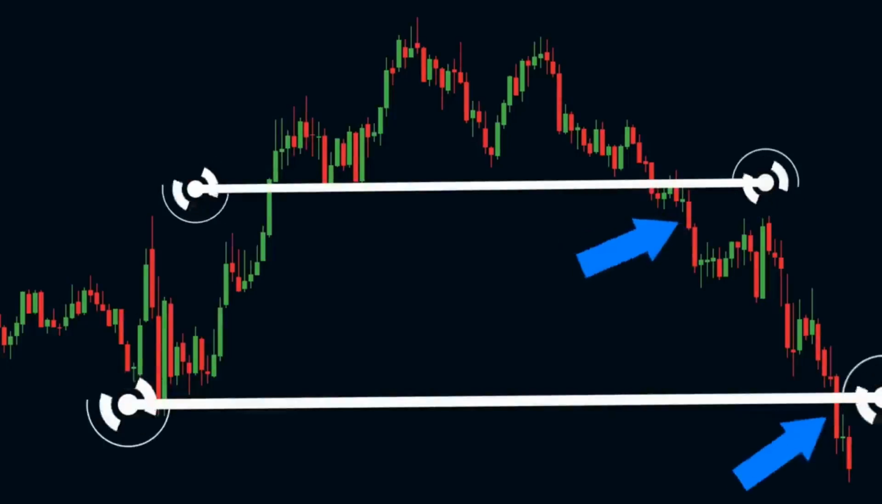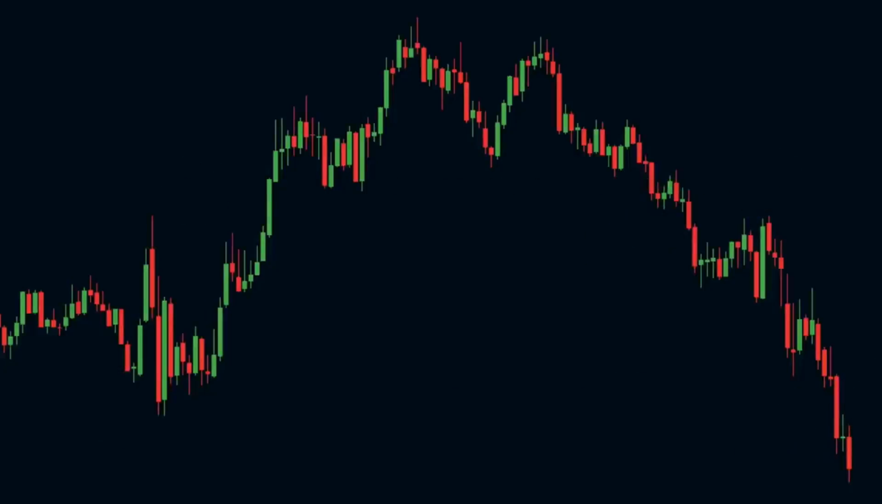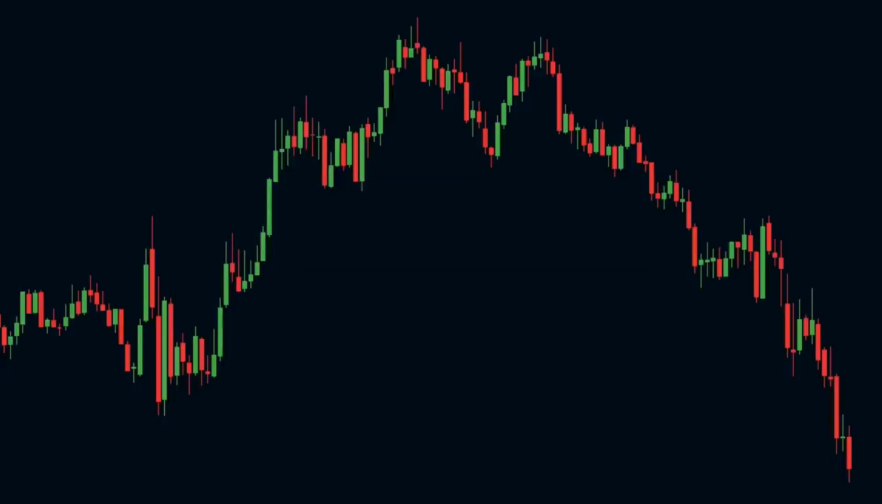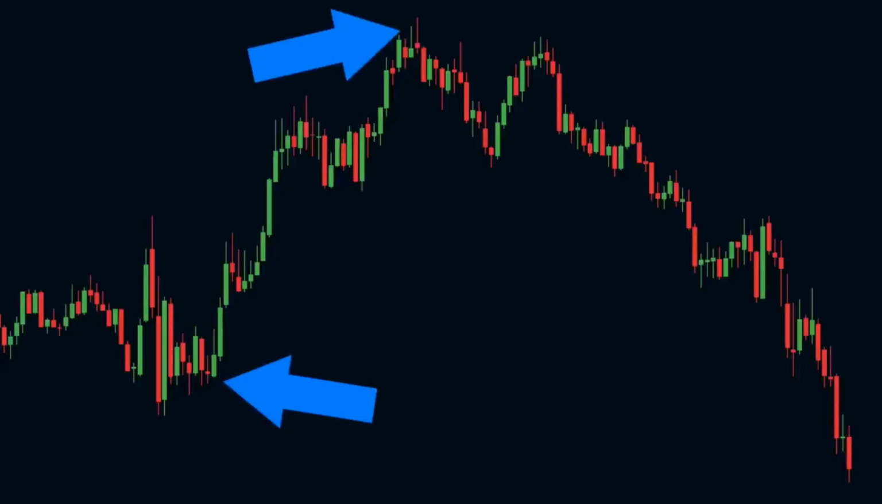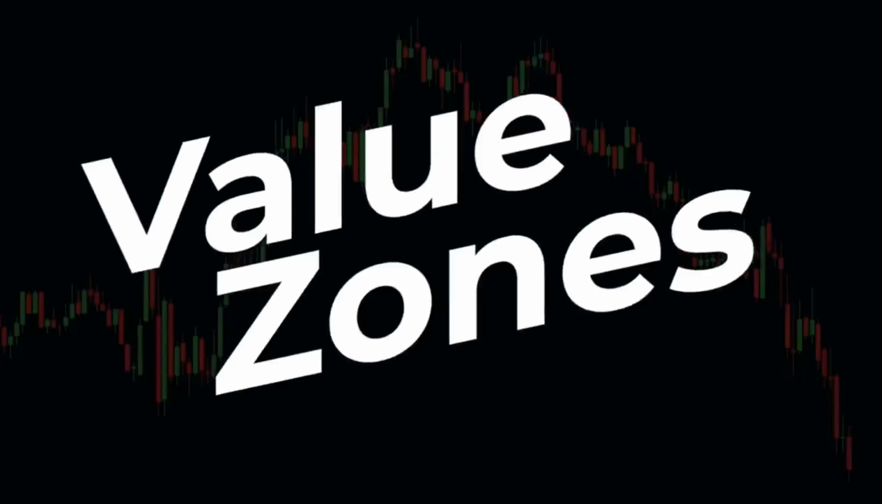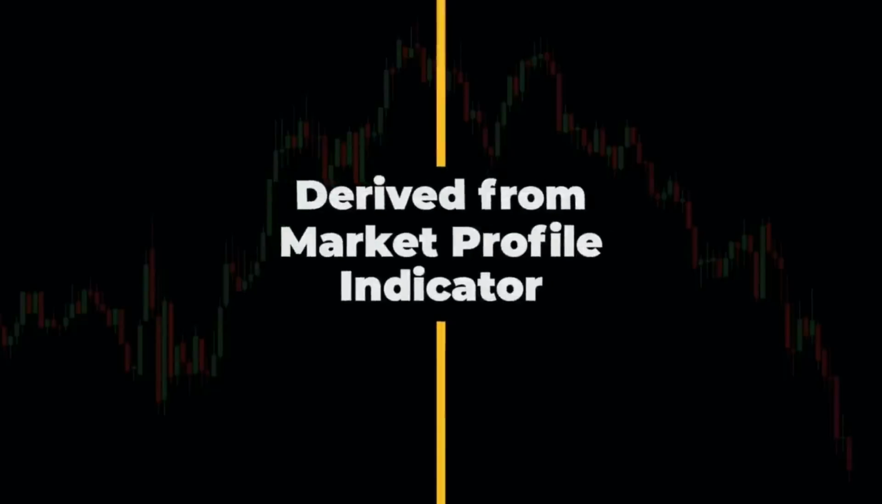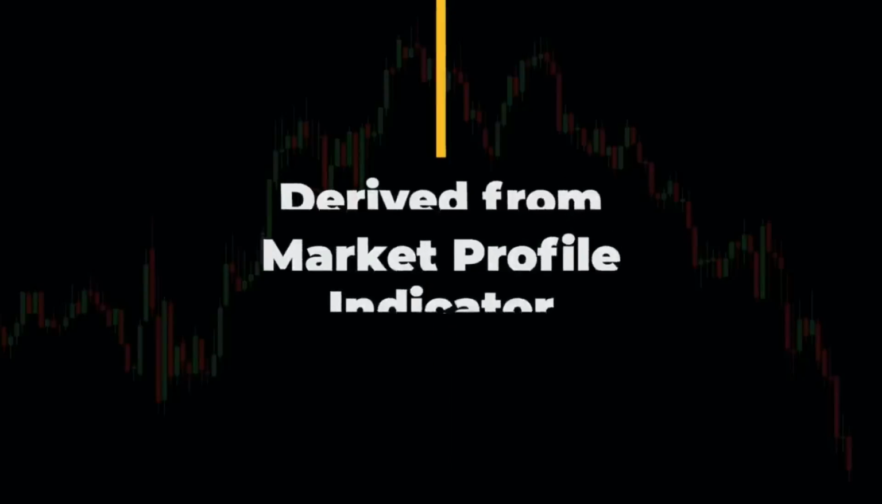A lot of traders find it very difficult to trade using the support and resistance levels. Through my experience and research, I have discovered a secret. This secret helps me identify areas on the price chart that have the capability to reverse the markets. I like to call these areas value zones. To be honest, the concept of these value zones is derived from the market profile indicator itself, but my interpretation is very different from that of the indicator. With that being said, let's understand these value zones.